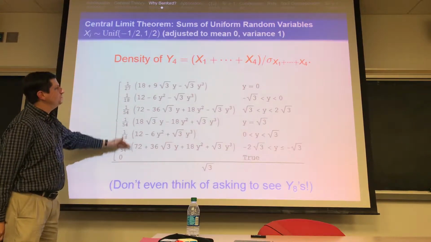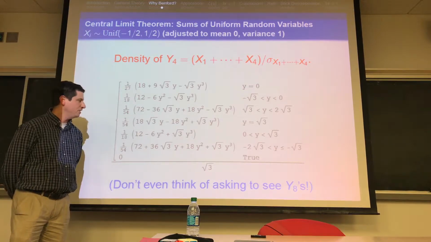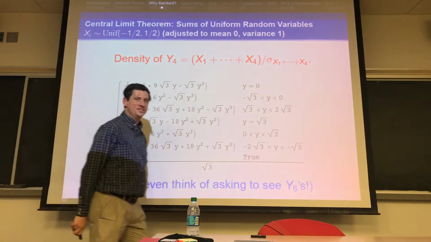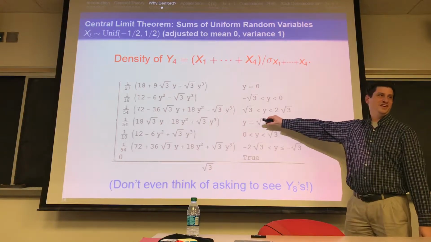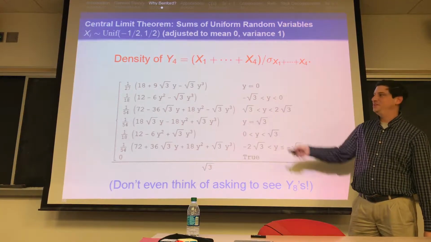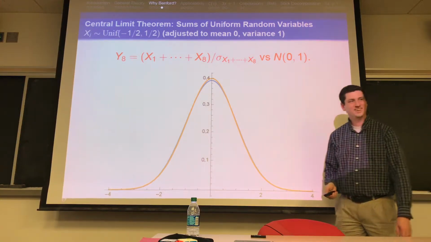Here is the explicit formula for the density for the sum of 4 uniform random variables. You can write it down. You don't want to see the formula for the sum of 8. You do not want to work with this. And this is why we love things like the central limit theorem. That's close enough. Let's just call it a Gaussian and move on.